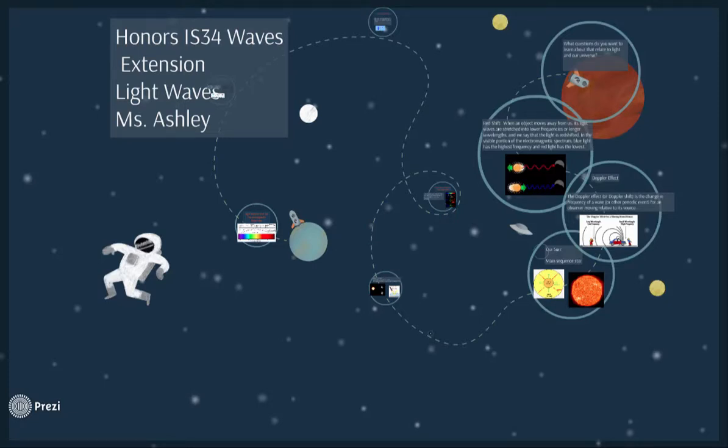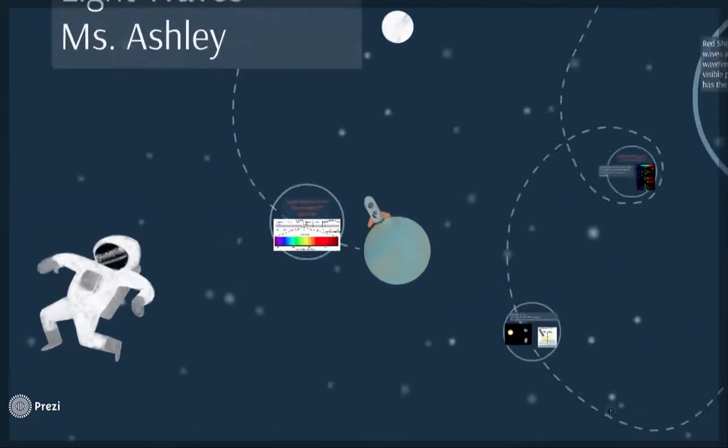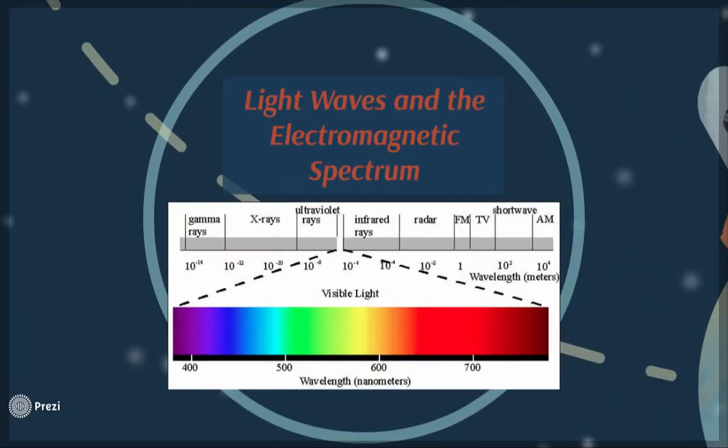All right, welcome to our waves extension on light. So we've had the chance to explore a lot of different types of waves, and we've been dealing primarily with mechanical waves. But for this extension, we're going to explore electromagnetic waves in detail. So unlike mechanical waves, electromagnetic waves can travel through both media such as air, or liquids, but they can also travel through space and in a vacuum. So in some ways, that's how they're different from things like sound waves, which require air to travel through.